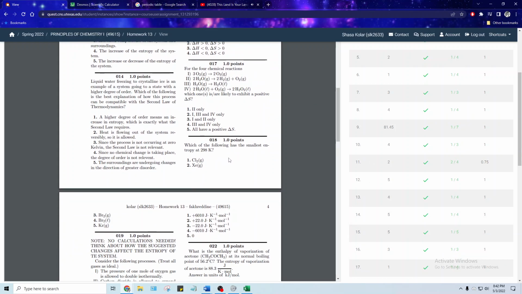Number 18, so the smallest entropy, so delta S being the smallest, is going to be liquid. Like I said, liquid is a lower delta S, yeah.